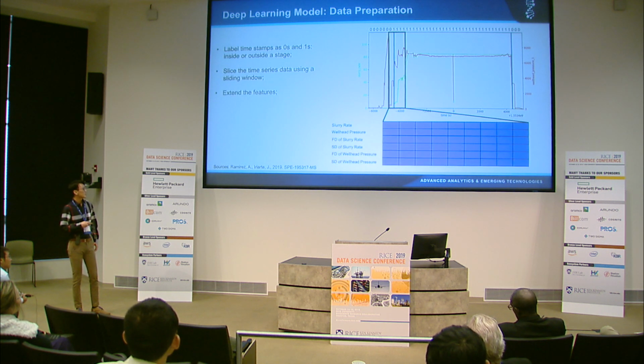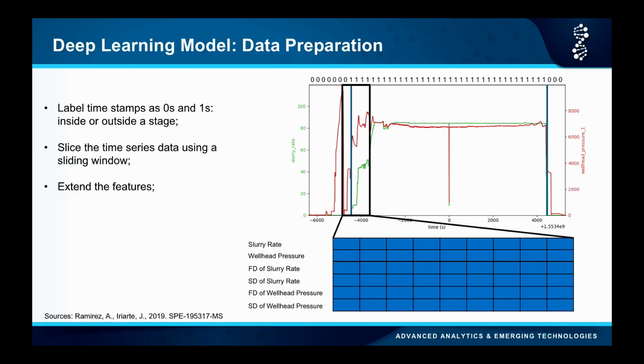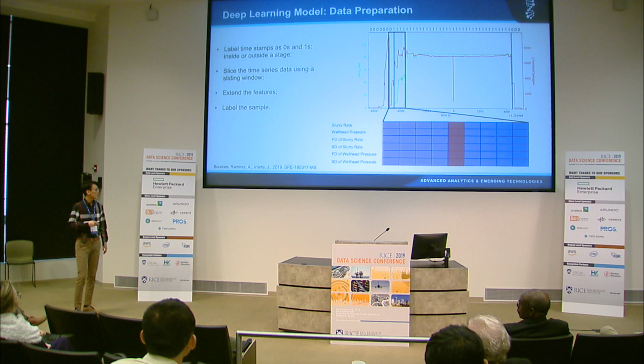And after that, we decided to extend our training features by adding the first derivative and the second derivative of the slurry rate and wellhead pressure. So this is what our training sample looks like. It is a matrix with 6 rows corresponding to the 6 features and several columns corresponding to the length of the sliding window. And then we label the training sample using the zero or one corresponding to the middle timestamp.